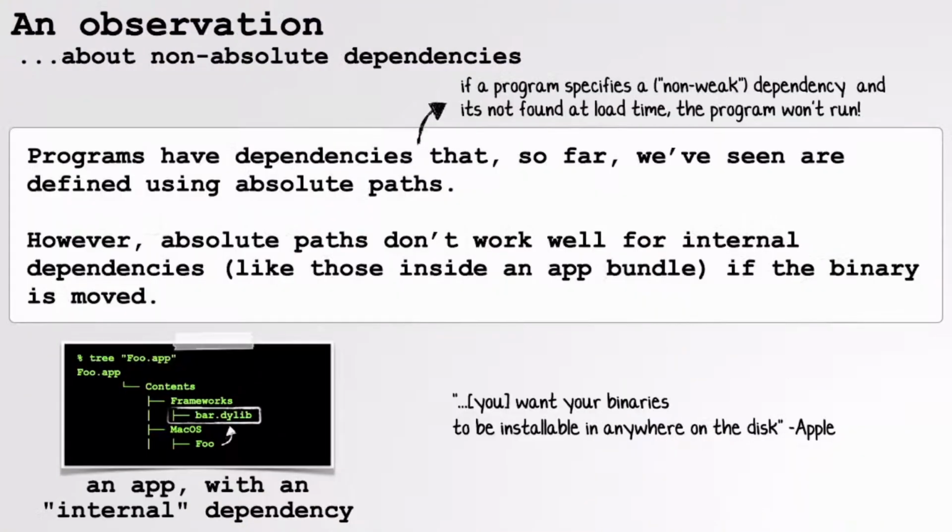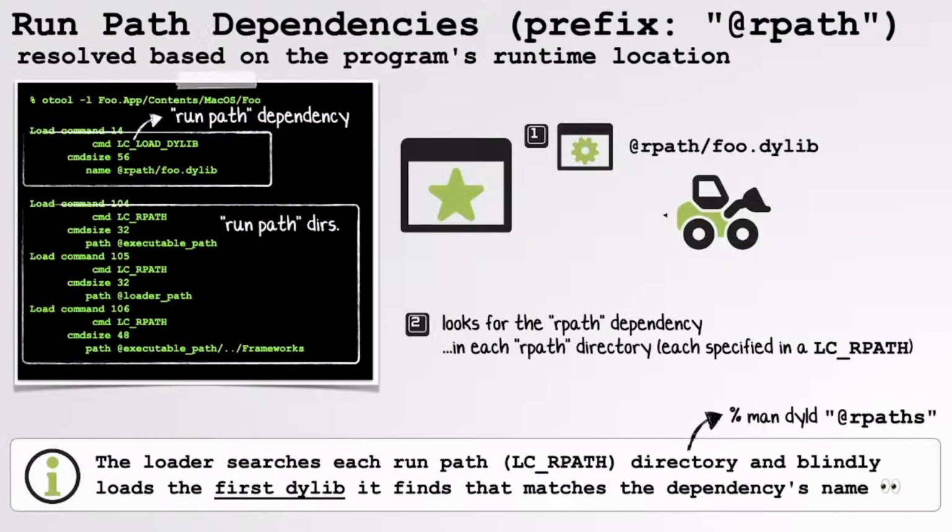Now, an observation: so far all the dependencies we have seen are absolute. They are system binaries. But what if an application has what I refer to as an internal dependency? On the slide, you can see we have an application bundle, and the main executable, here called foo, has a dependency on its own library that's in the Frameworks directory. If we have an absolute dependency on this, it is going to be problematic, because what if you install this application in /Applications, but I try to run it from my desktop? Those are two different paths, and so absolute dependencies aren't going to work in this case.